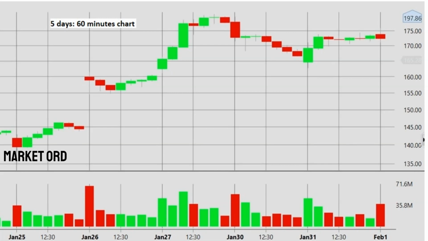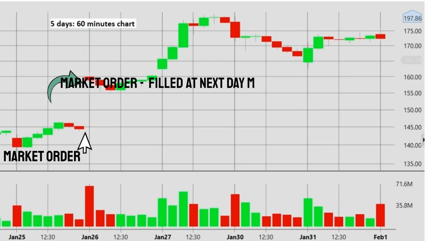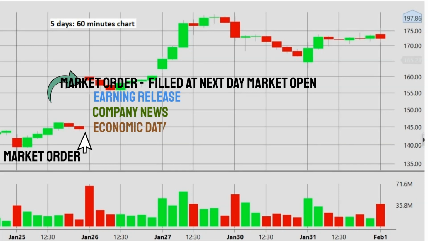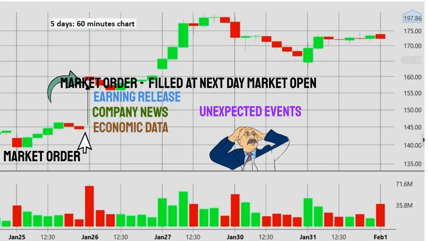Market orders should be placed only during market hours. If you place a market order when markets are closed, it would be executed at the next day's market open. That could be significantly higher or lower than the prior close price. Between market sessions and after-hours trading, numerous factors can impact a stock's price, such as earnings releases, company news, or economic data, and unexpected events that can affect an entire industry, sector, or the market as a whole. You don't want your market order filled at an unexpected price.